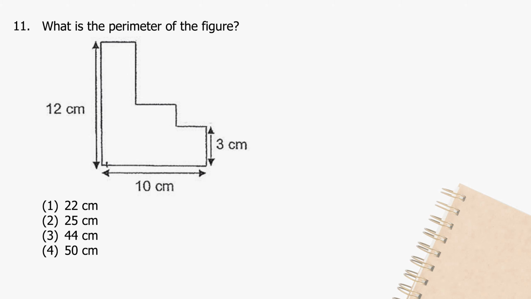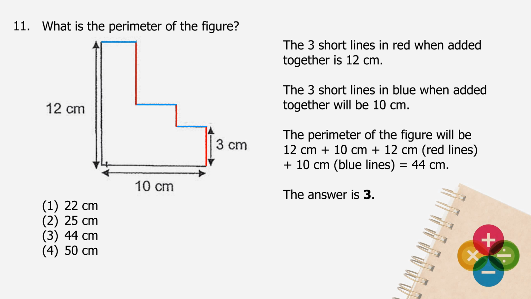Question 11. What is the perimeter of the figure? The 3 short lines in red, when added together, are 12 cm. The 3 short lines in blue, when added together, will be 10 cm. The perimeter of the figure will be: add 12 cm, which is the lines in red, to 10 cm, which is the lines in blue, and add to 12 cm, and the sum is 44 cm. The answer is 3.